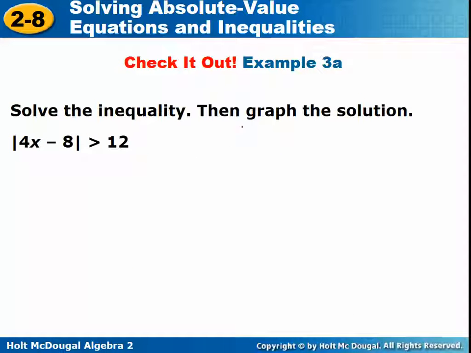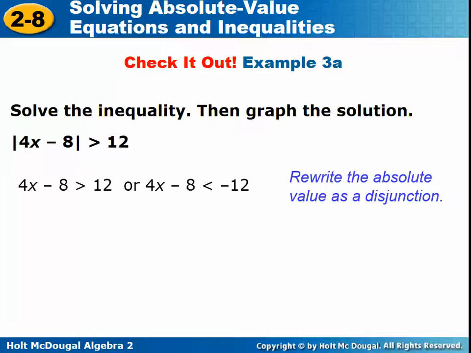Okay, in this one, it's already got step 1 done. I already have the absolute value isolated. It's by itself. It's greater than a positive number, so I can't really make any shortcuts here. It is going to be greater than 12. So I write my 2 different inequalities.